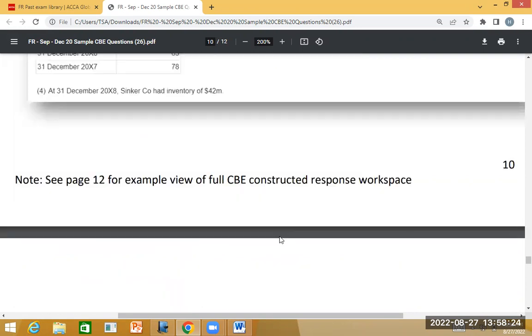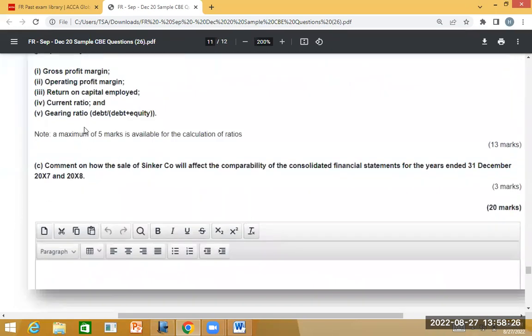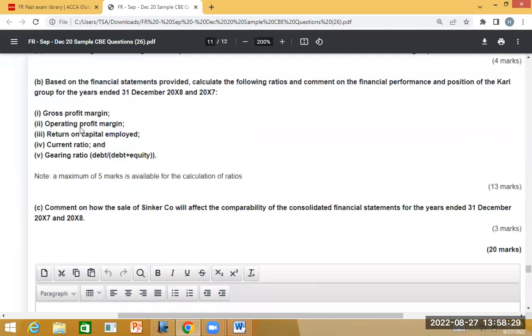So finally, after commenting on each and every ratio in 2 to 3 lines, you need to conclude in which sector the company is performing well right now and which sectors need consideration. And secondly, whether the decision to sell Sinker is positive for the business or on the negative side. That is all you need to tell the examiner. And the last point is to comment on how the sale of Sinker will affect the comparability.